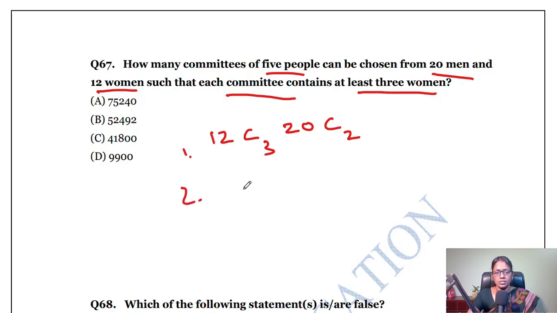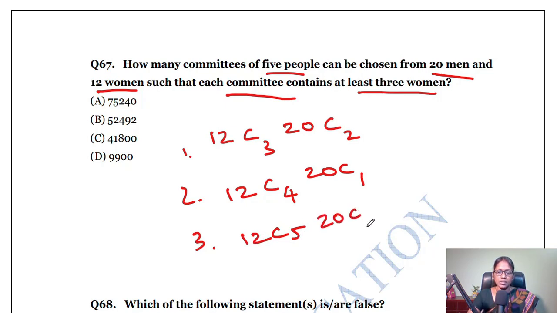And then next, I can also take 12C4, and this is another possibility, with 20C1. And the next one is 12C5. I can also take all women. They are not mentioning that taking men is compulsory. They are telling that at least you have to take 3 women. So from the 12 women I can also take 5 women and 20C0.